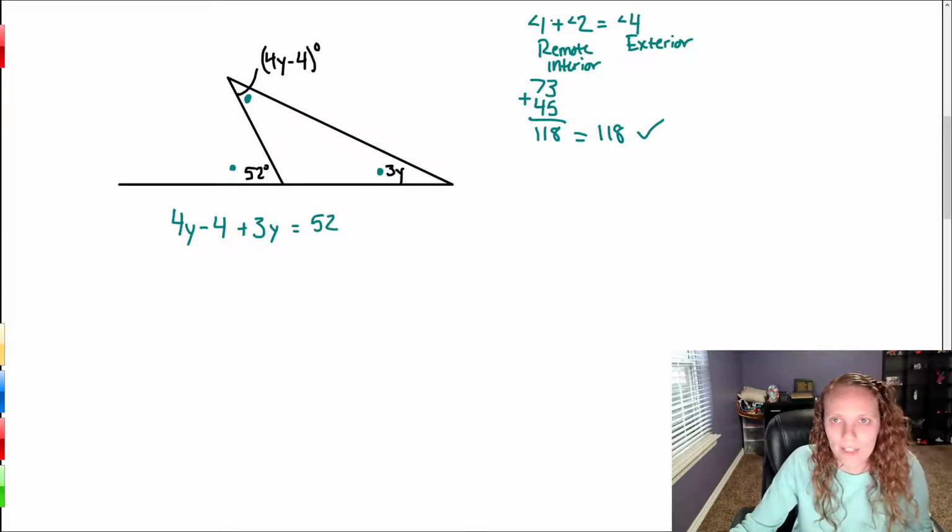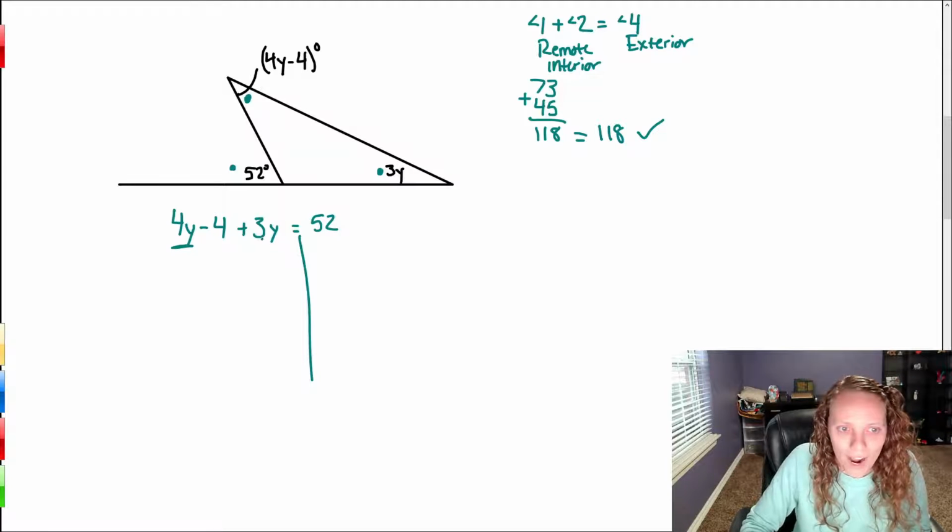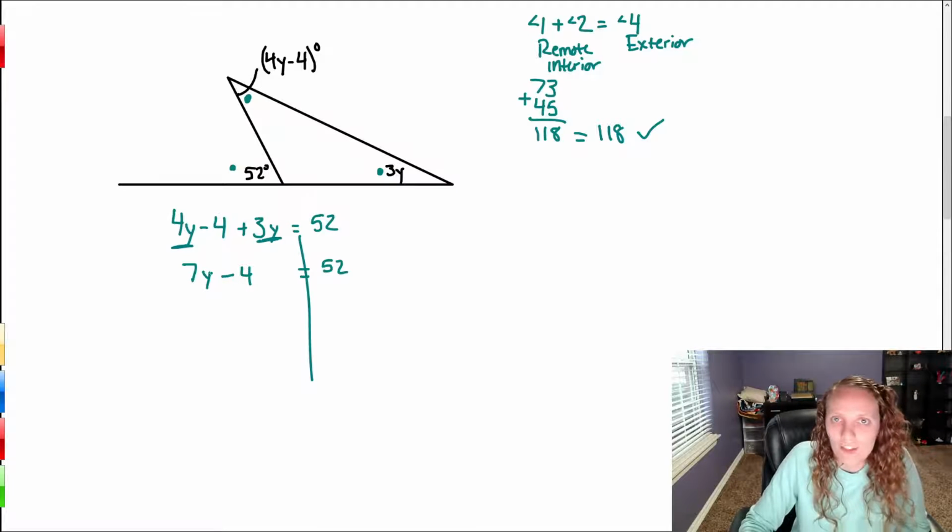Just like above, when we did angle 1 and angle 2, 73 plus 45, here we took the two angles that we know and added them together with a plus sign. And they equaled the exterior angle, and in this case, it's 52 degrees. So we're going to solve like normal. Well, I see some y's here and here that we can combine together. They're both positive, so we're going to add those together. 4 plus 3 is 7y. And then we're going to keep the minus 4 equals 52. Now our goal is to get the letter y by itself.